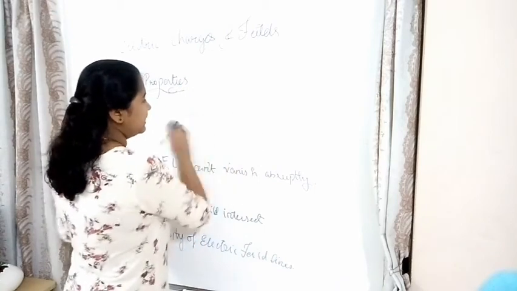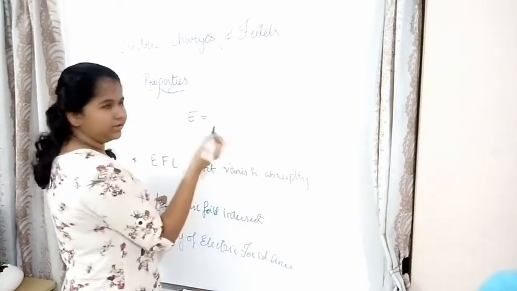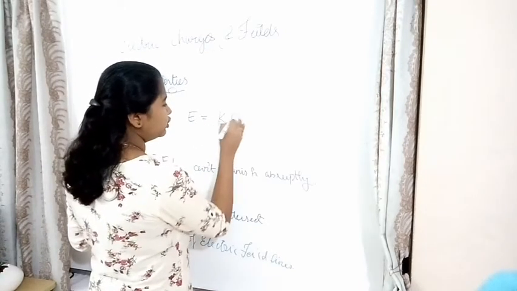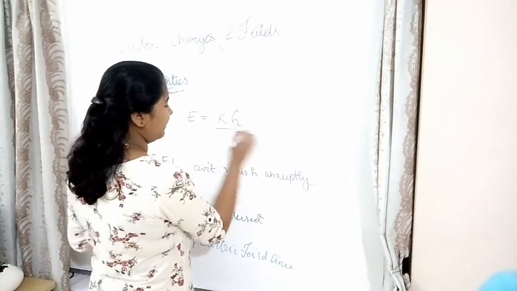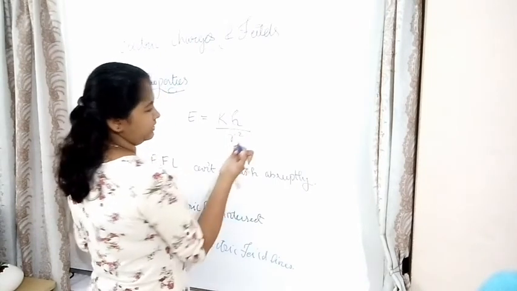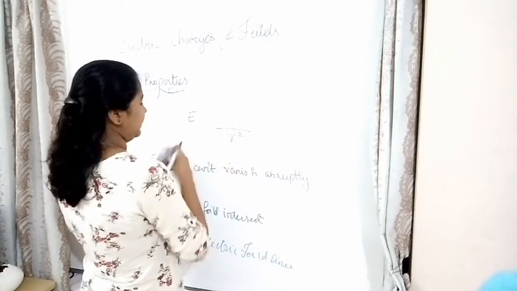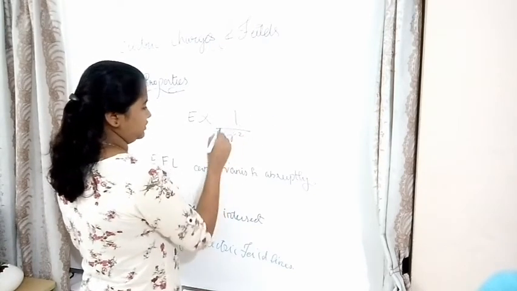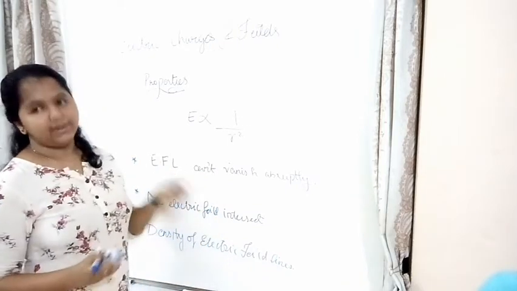We know that electric field E is equal to what? K Q divided by R square. So what is it given? E is inversely proportional to R square, and hence the electric field lines cannot vanish abruptly.